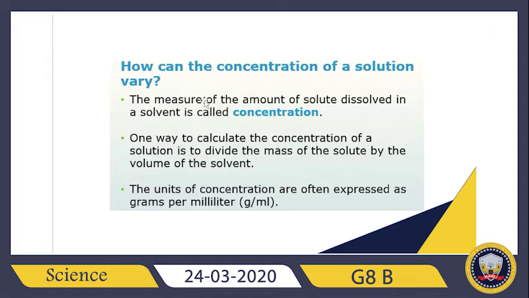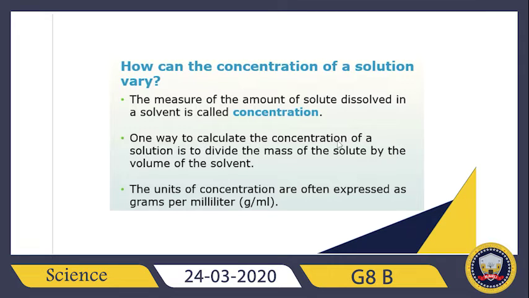Concentration is the measure of the amount of solute dissolved in a solvent. So basically it's a relationship between the amount of solute and the volume of the solvent. So again, concentration is the measure of the amount of solute dissolved in a solvent. So how can we calculate the concentration?